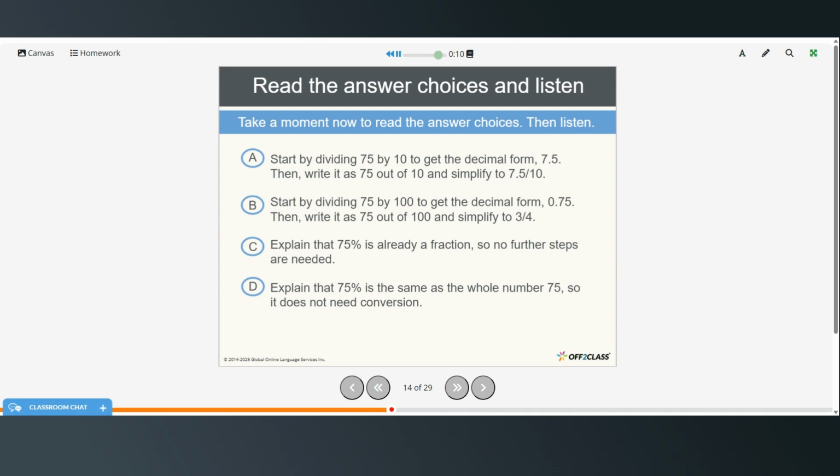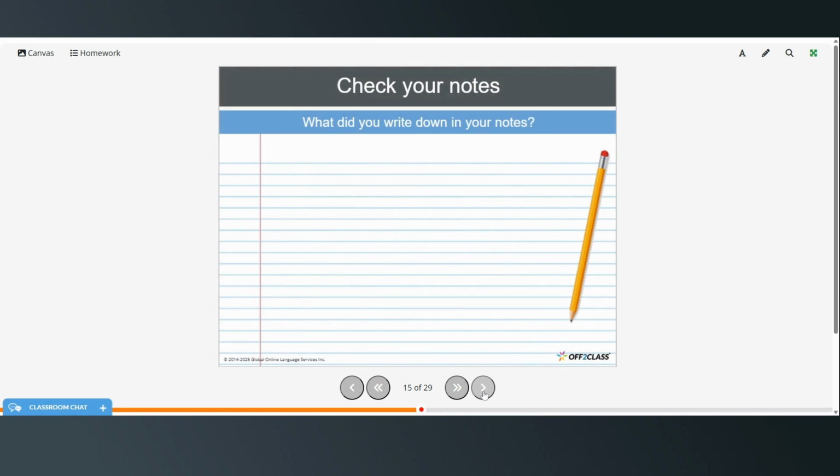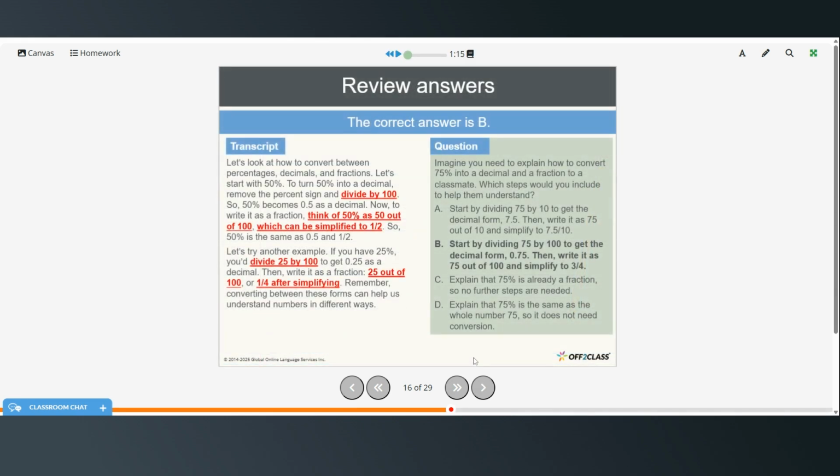Imagine you need to explain how to convert 75% into a decimal and a fraction to a classmate. Which steps would you include to help them understand? All right, you can choose your answer and then check. So the answer is B. Start out by dividing 75 by 100 to get the decimal form, which is 0.75. Then write it as 75 out of 100 and simplify to 3/4.